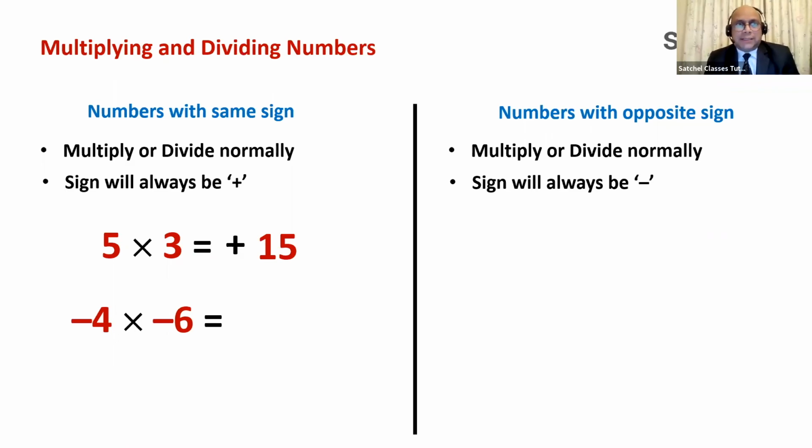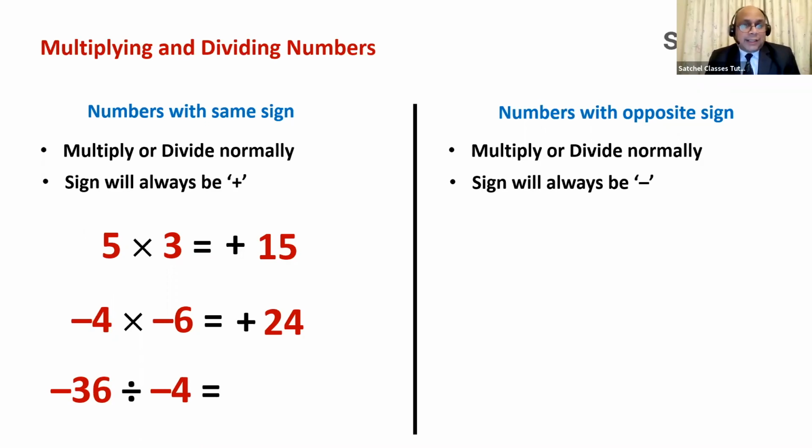How about minus 4 times minus 6? Once again, let's multiply their magnitudes. 4 times 6 is 24. Because both the numbers have the same sign, minus and minus, both are negative. The final answer will again be positive. So it's plus 24.